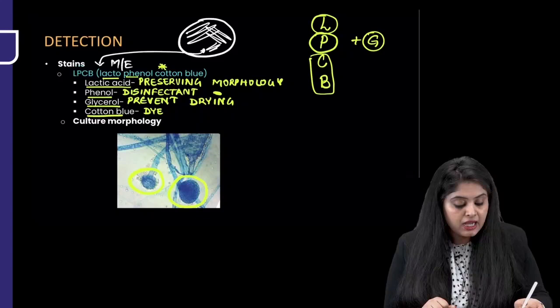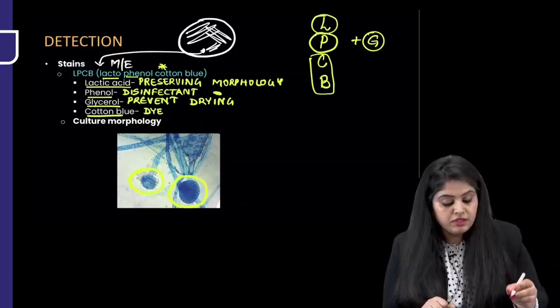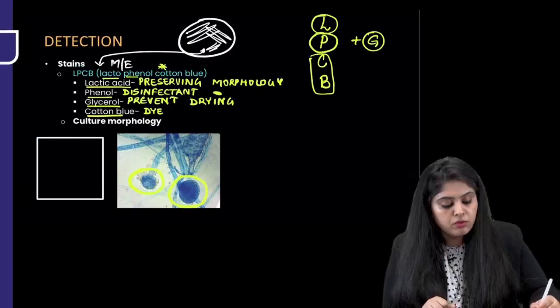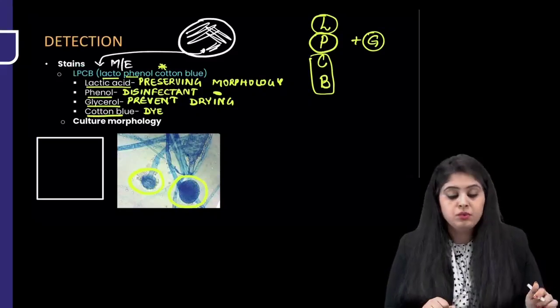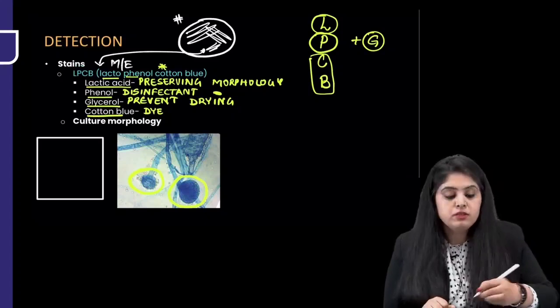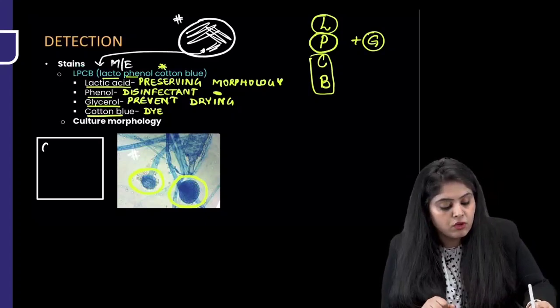So tell me, are you putting lactophenol? Now comes the real question, so make a table around it. Are you putting lactophenol cotton blue directly onto the sample? No. You are first growing the sample on a culture plate. From the culture plate, you are taking the sample and putting lactophenol cotton blue.